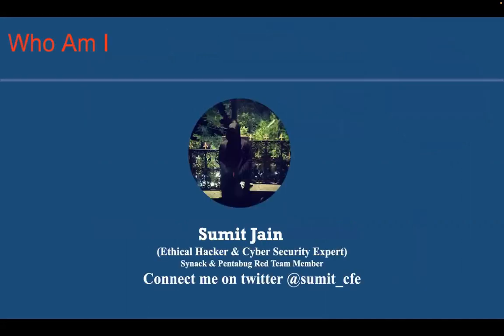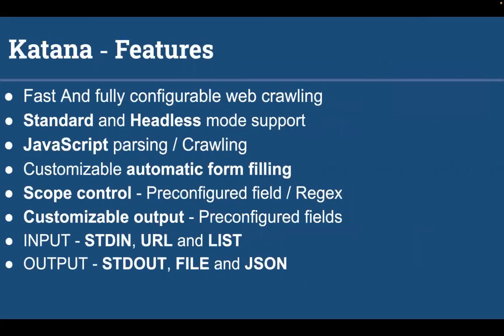My name is Sumit Jain, and today I'm going to discuss how to do web crawling using Katana. Katana is a fast web crawler written in Go. It will help you to find many URLs, JS files, files with other extensions, and many more.